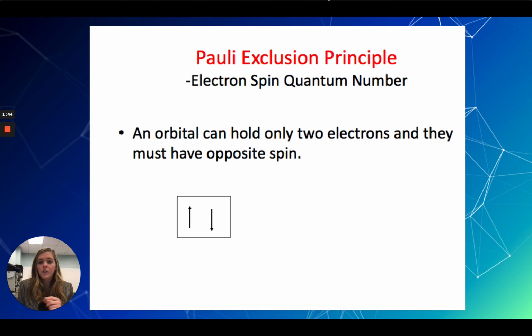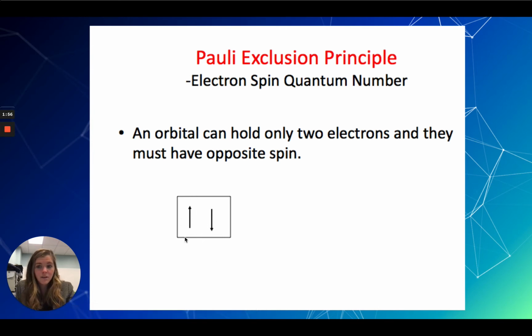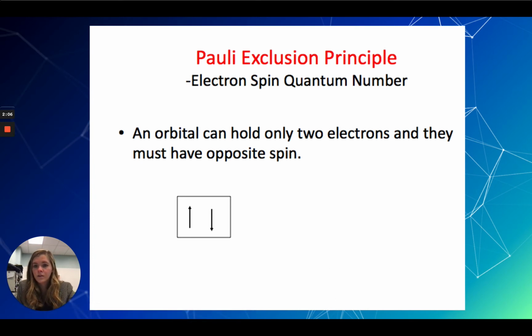So an orbital can hold up to 2 electrons, and these 2 electrons have an opposite spin. So notice here, these 2 arrows each represent an electron. Notice that this one is pointing up and this one's pointing down, so one is spinning upwards while the other is spinning down. Okay, and that's what Pauli exclusion principle states. It just states that they have to spin in opposite directions to be able to be in the same orbital.